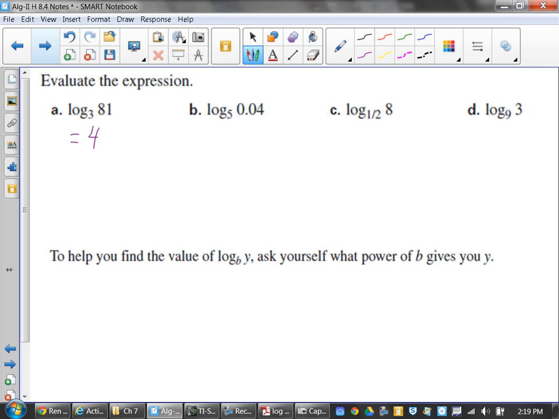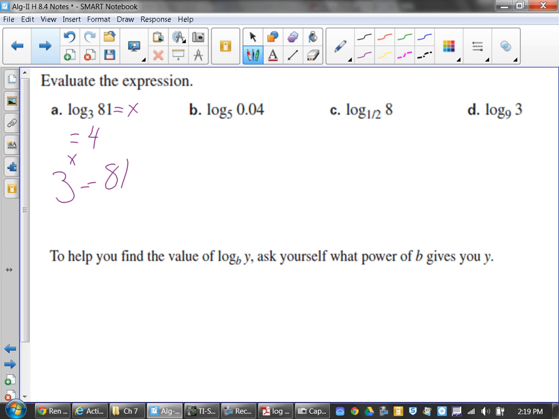Can I look at it as like the third root? No, because it's not the third root of 81. The third root of 81 won't be 4. Think of it this way. Put your x value here, and then just rewrite. 3 to what power is 81?